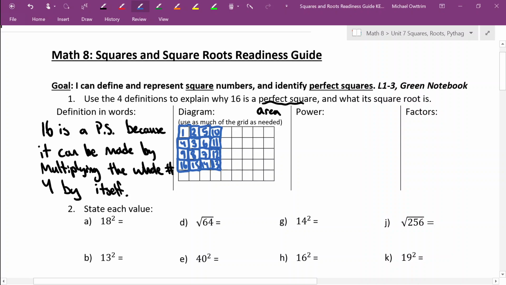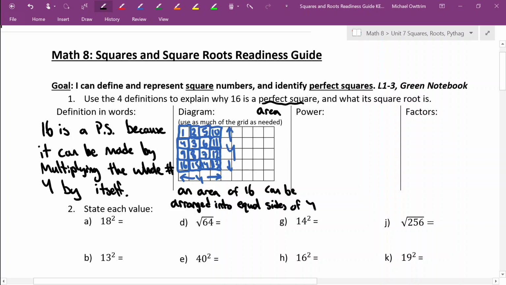And of course, this is now a square shape. We know it's a square because it has equal side lengths of 4 units around the outside. So we can go ahead and say an area of 16 can be arranged into equal sides of 4.